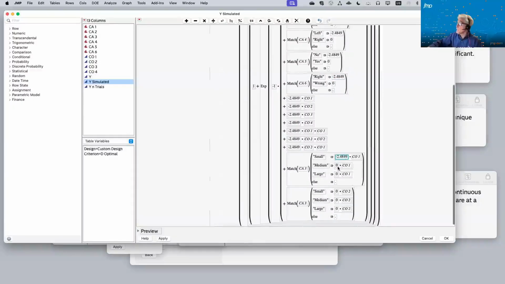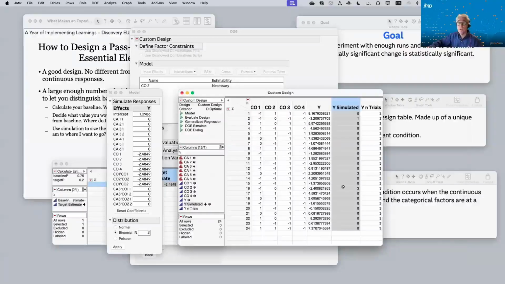Again, this is 3 levels, so I'll pick 2 of my levels and leave this third one as the baseline. Before leaving, I'm going to hit this apply button just to make sure that the formula gets evaluated. Now I'm set to go. Now I've set my design up so that I can run my simulation.